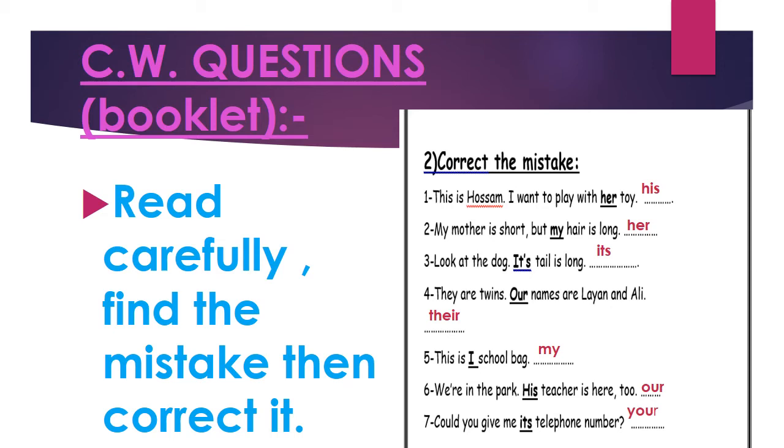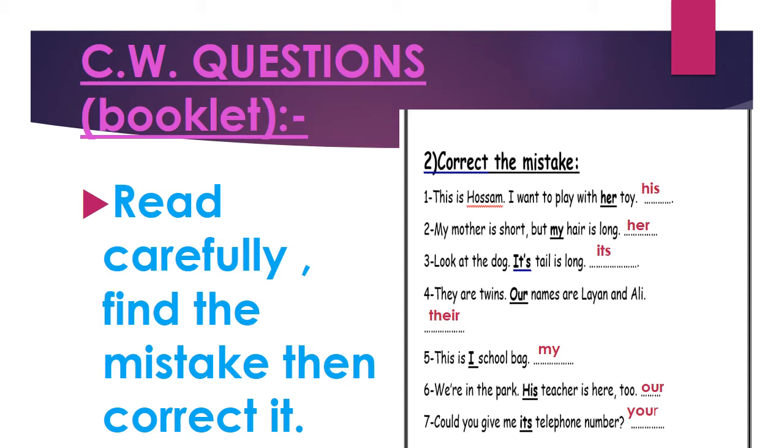Number 5, this is I school bag. Now I'm talking about the school bag, which is mine. So I here is the wrong answer. So we underlined it, and the correct answer is going to be my school bag. Number 6, we are in the park. His teacher is here too. So here the mistake is his, because we are talking about ourselves, or we. Okay, so we take possessive adjective our.